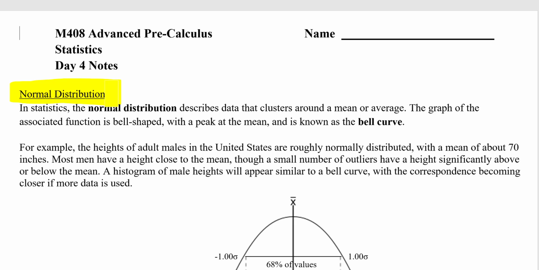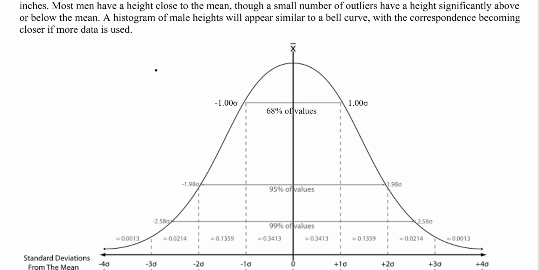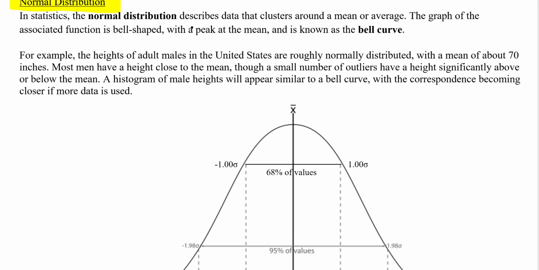All right, so you guys have probably seen the graph. Let's take a look at the graph actually. And it is a bell-shaped curve. Okay, it even says, if we go back here, normal distribution is a graph associated with a bell shape with a peak at the mean, and again is known as a bell curve.